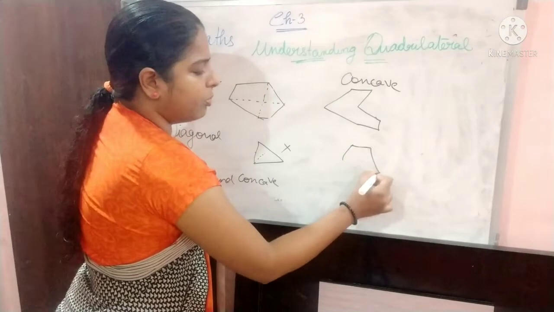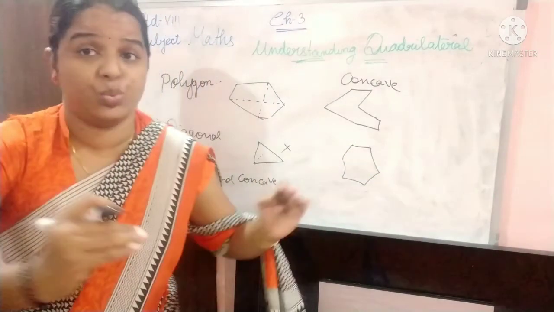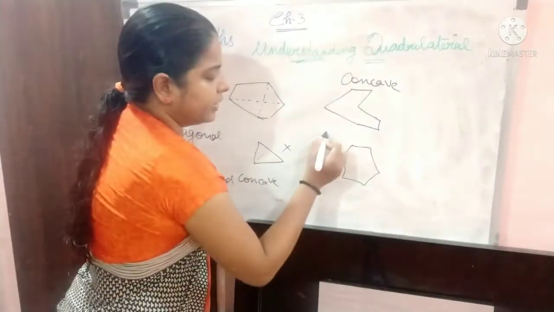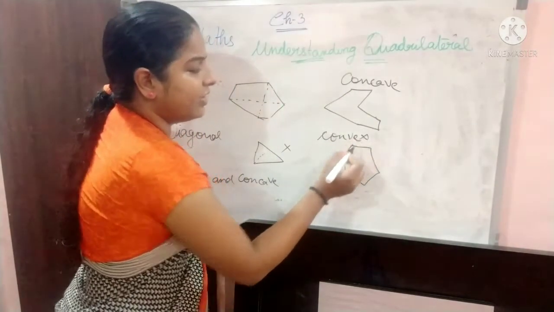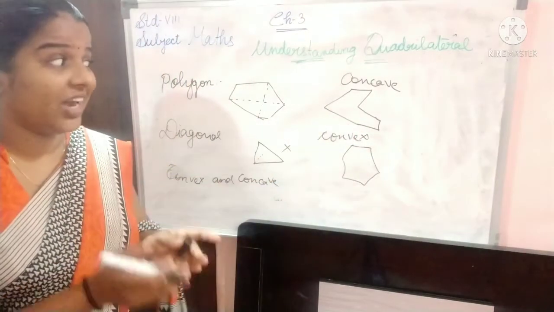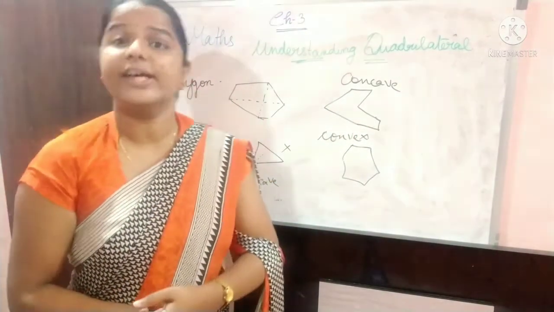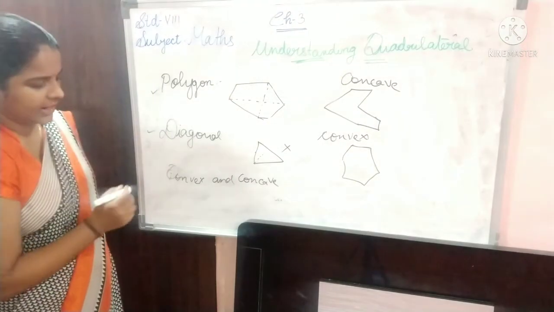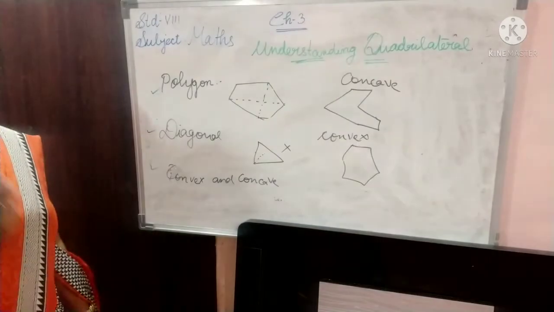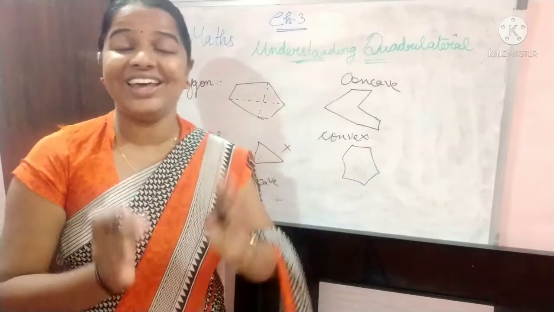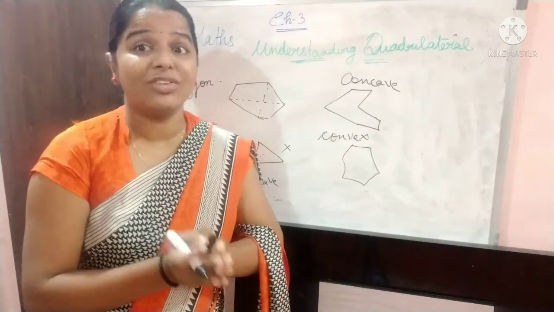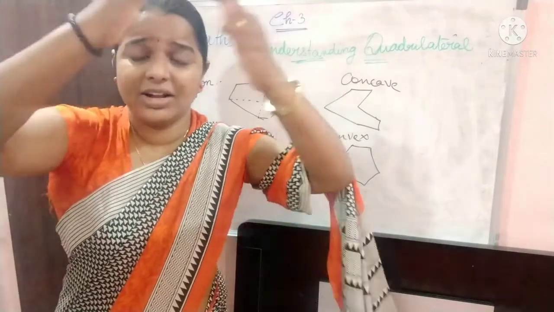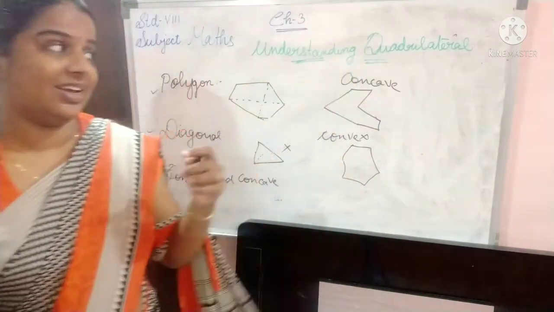And this type of polygon, outward, we are calling convex. That type of polygon we are calling a convex polygon. Understood the difference, students? When it is inward, then we are calling it concave. When it is outward, then we are calling it convex polygon. First we saw the polygon. Next we saw the diagonals and convex and concave polygon. And quadrilateral means any four-sided figure, we are calling it quadrilateral. Whatever figure, the line segments should be joined, then we are calling it quadrilateral.